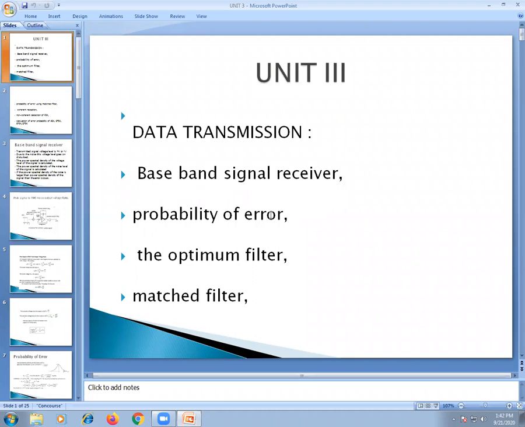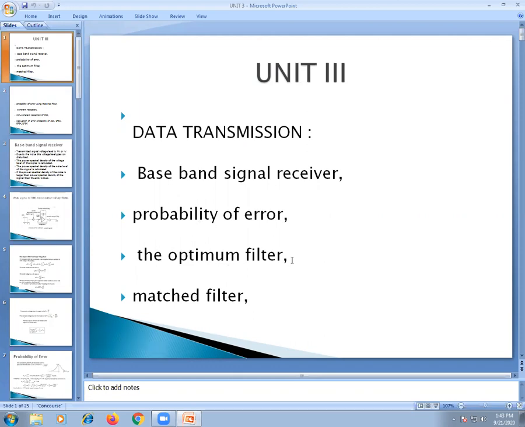Okay, now probability of error. Probability of error P of E is equal to 1 by 2 ERFC root Es by eta. ERFC is the error complementary function. So the error complementary function of root Es by eta. Probability of error in the digital domain is seen as similar to signal to noise ratio in the analog domain. Both are the same. Now go for the optimum filter.